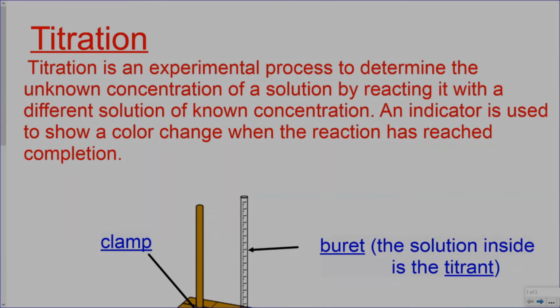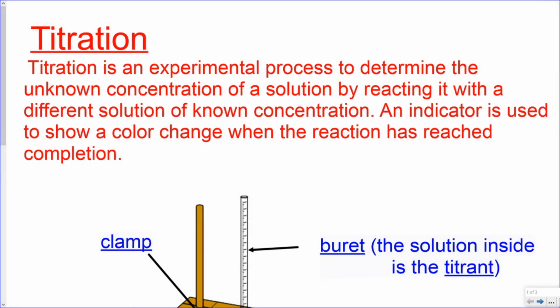Okay, so building on solution stoichiometry and mixed stoichiometry is something called titration. Titration is a good application of solution stoichiometry. Basically, as it says here, titration is an experimental process to determine the unknown concentration of a solution by reacting it with a different solution of known concentration.